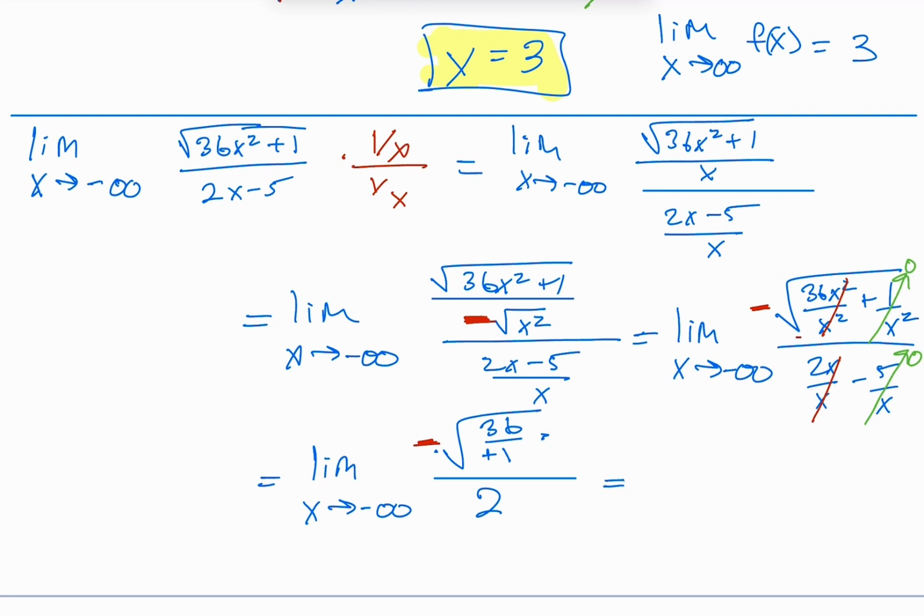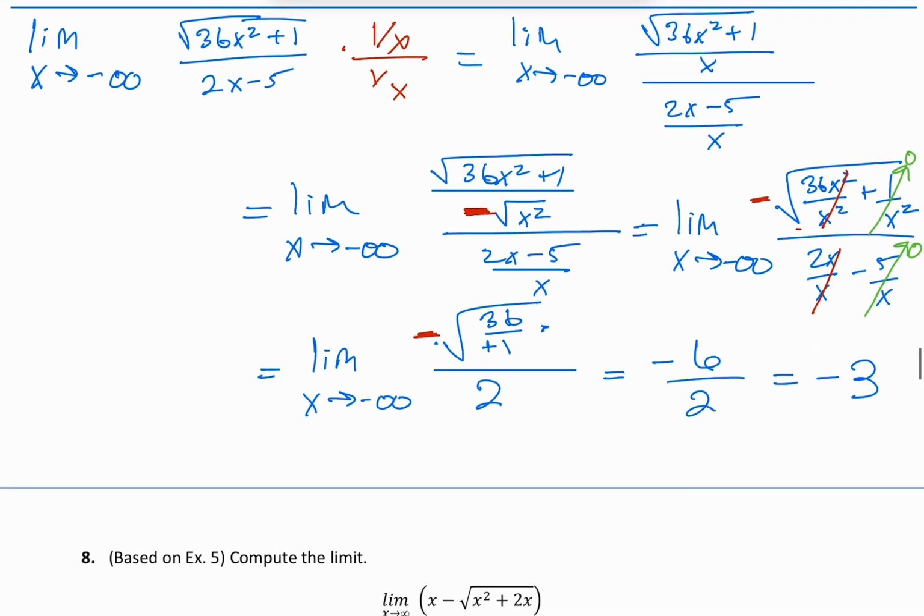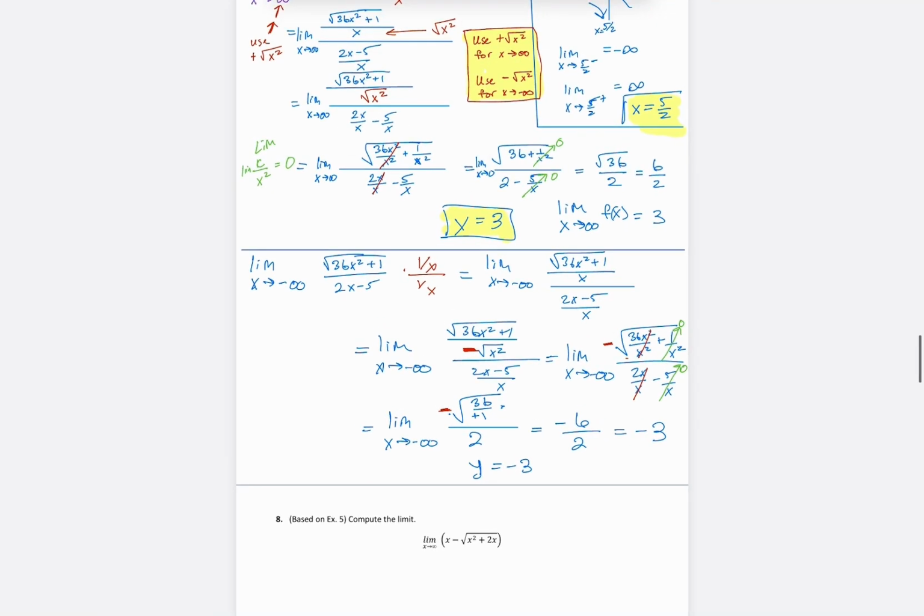So that gives me a negative square root of 36, which is 6 over 2, which gives me a negative 3. So it looks like I have another horizontal asymptote as x goes to the left of y equals negative 3. So now I have 2 horizontal asymptotes and 1 vertical asymptote.